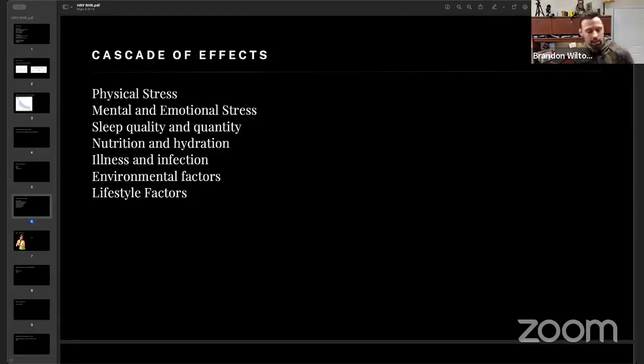The cascade of effects. I thought we were going to do an oversimplification of a couple of these. Training. Very often people get fixated on training, whereas like, hey, exercise is the flashy thing, it's the sexy thing. Nutrition is like, oh yeah, no, nutrition is important. But physical stress, mental and emotional stress, and sleep quality and quantity, and nutrition and hydration and illness, infection and chronic infections, and environmental factors and lifestyle factors. There's so much that goes into stress in your body.